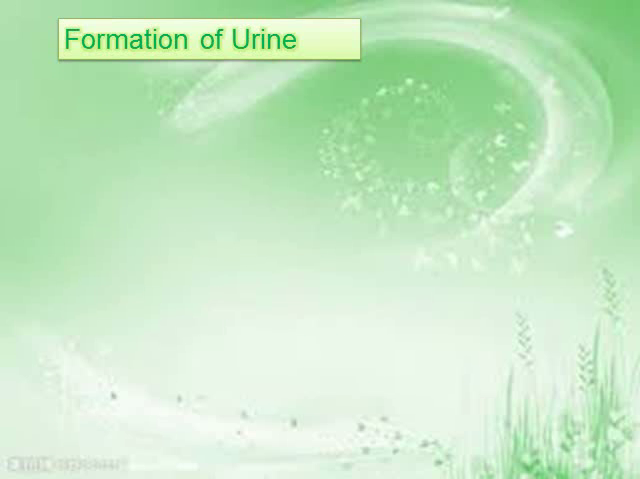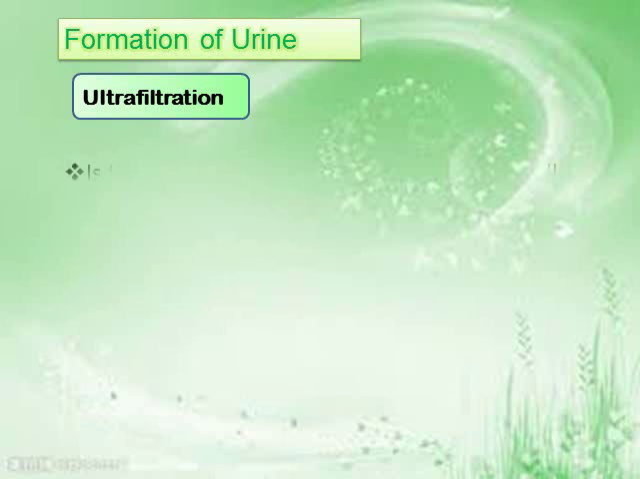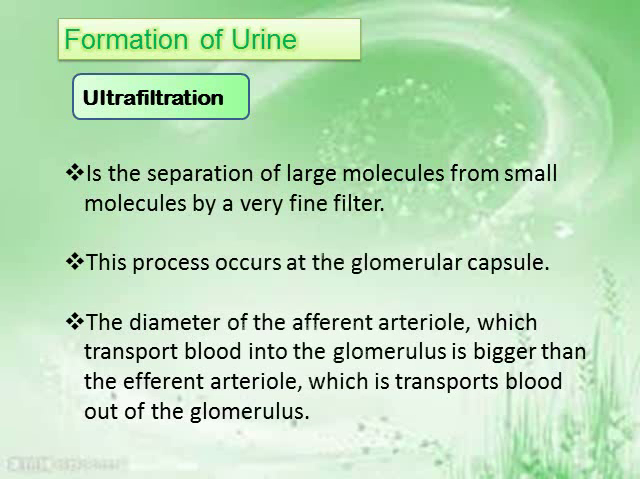Formation of urine. Formation of urine has 3 processes. The first process is ultrafiltration. Ultrafiltration is the separation of large molecules from small molecules by a very fine filter. This process occurs at the glomerular capsule.